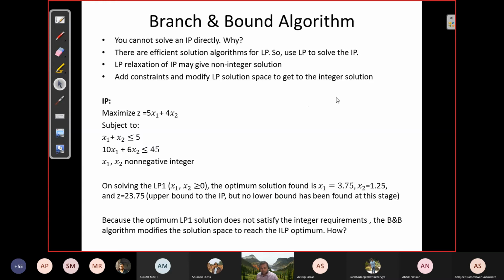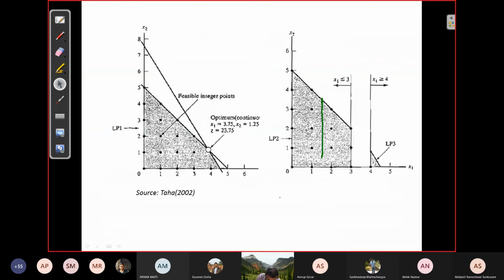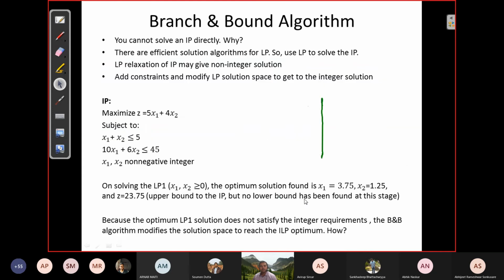Now let us see what is the method to solve an integer program. So what is an integer program? If you try to draw it, let me go to this graph here. I have taken this example. Say this IP is given to you: maximize z equals 5x1 plus 4x2 subject to x1 plus x2 less than or equal to 5, and the second constraint less than or equal to 45, and x1, x2 are non-negative integers. That means they are not allowed to take fractional values, only non-negative integers: 0, 1, 2, 3, anything up to infinity.